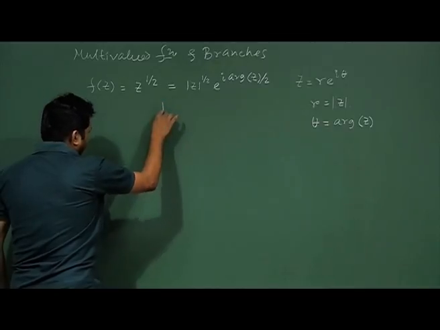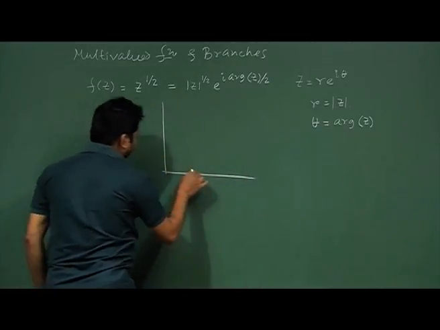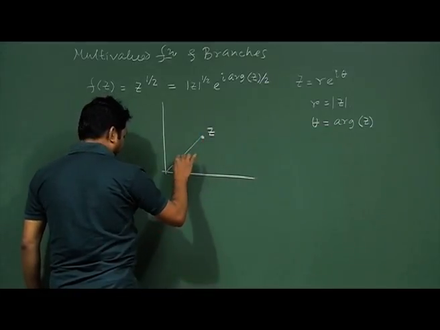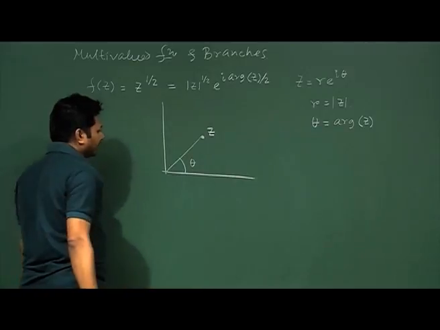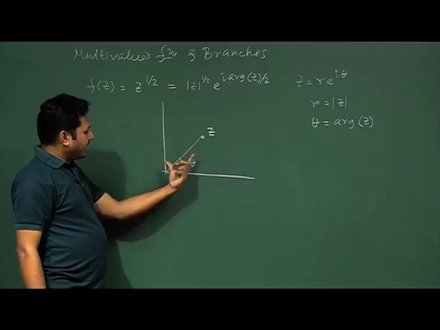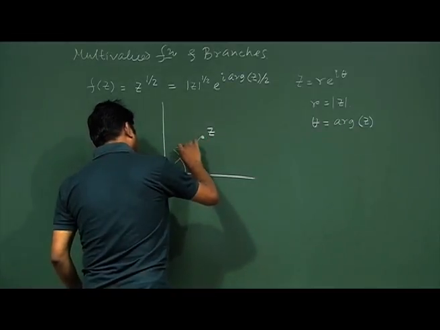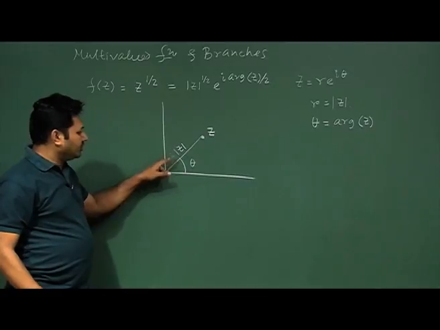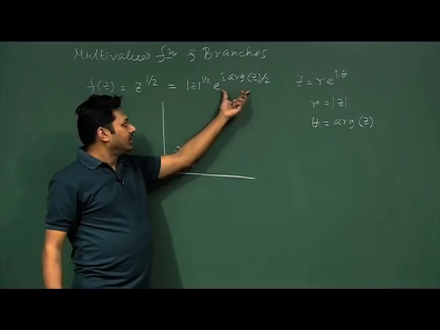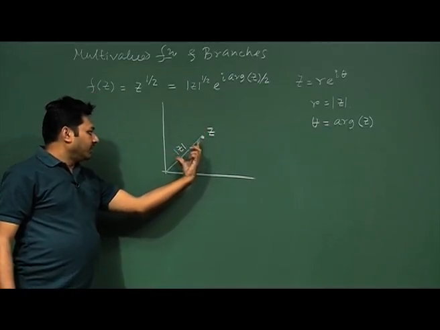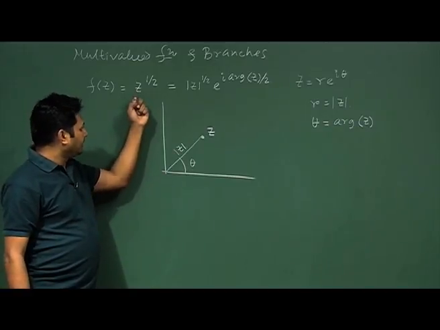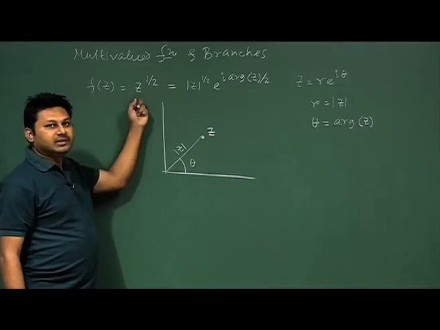If the point z is here somewhere with an angle theta, then this is the angle theta for that particular point z, and this is the magnitude. With these two we define the location of the point. The problem is not with this length, the problem is with theta. So, now let us try to find out what z to the power half is.